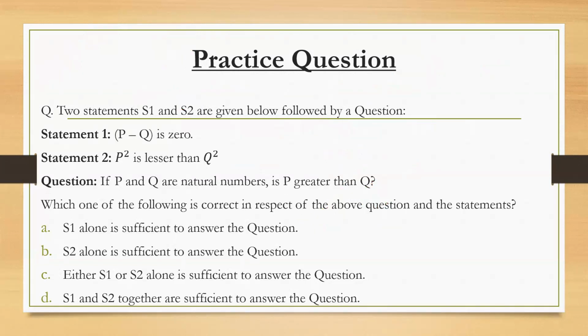If this is clear, try another question. Here again, the question is the same. That is, if P and Q are natural numbers, is P greater than Q? Statements given are a bit different. That is, P minus Q is 0. P square is lesser than Q square. So again, you have to find out which statement is sufficient to answer your question. Try this one out.